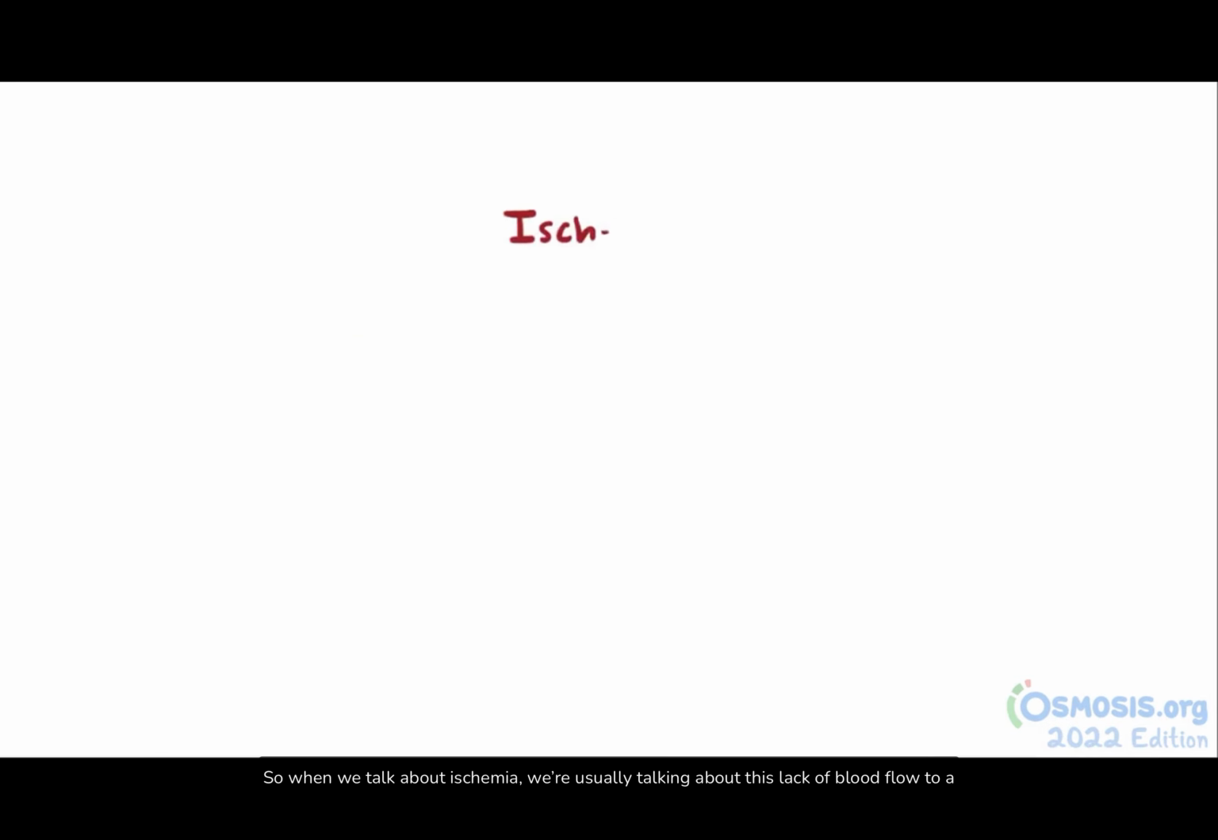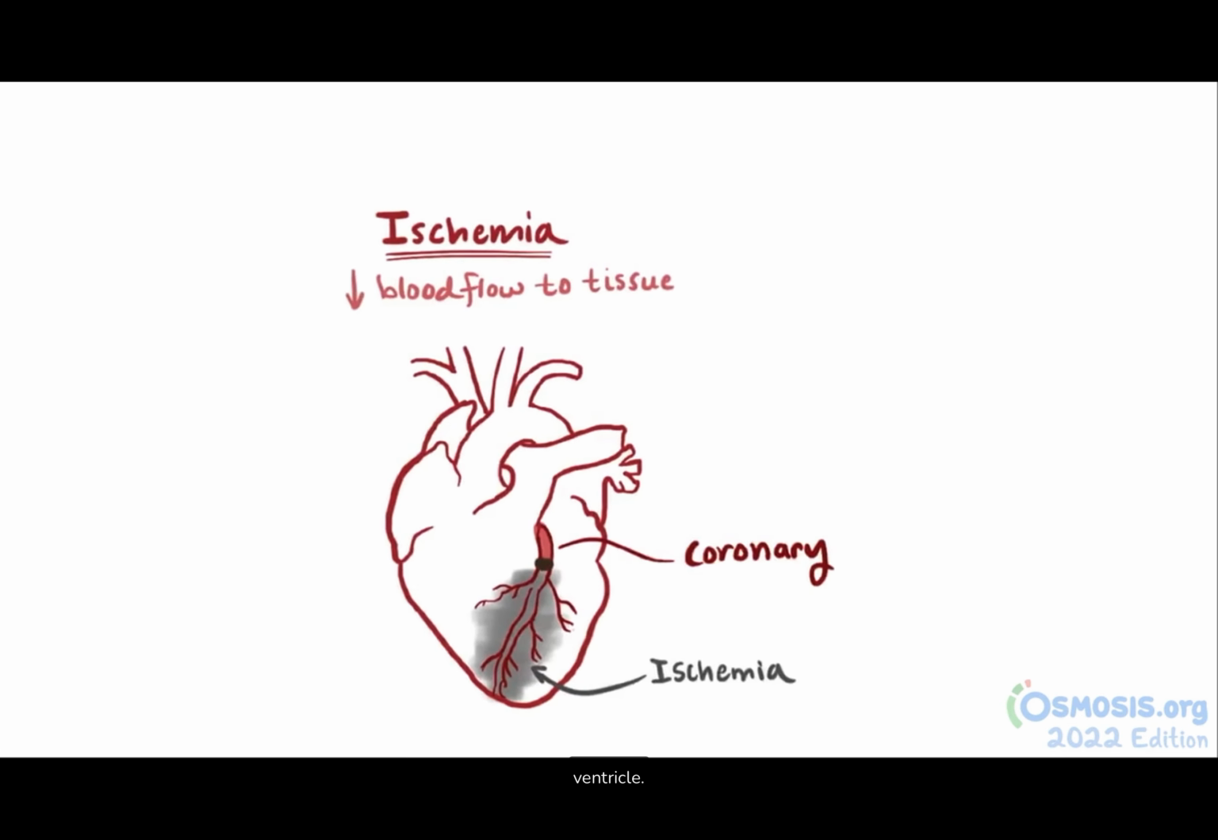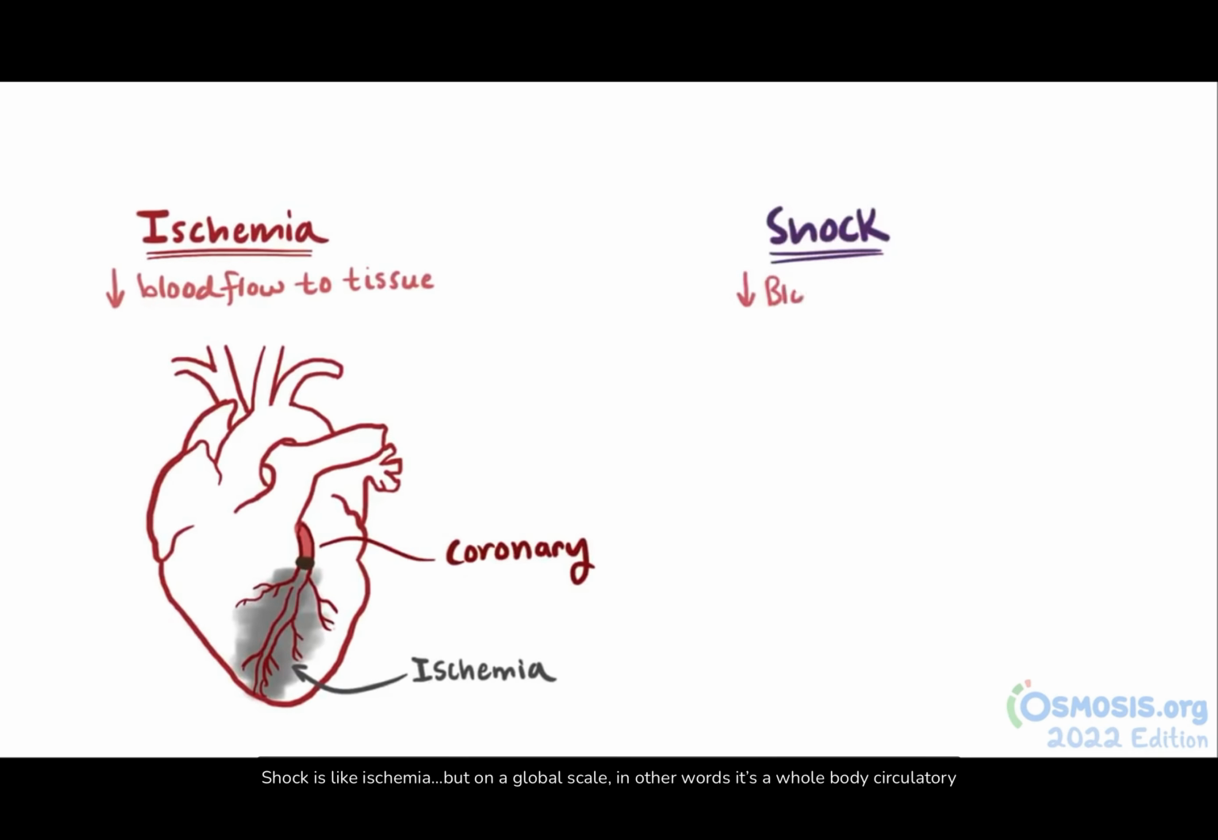So when we talk about ischemia, we're usually talking about this lack of blood flow to a specific area of tissue. So maybe like with a heart attack, a coronary artery in the heart gets blocked that supplies the left ventricle with blood. So that localized area of heart tissue doesn't get enough blood and oxygen, and that damage is localized to that left ventricle.